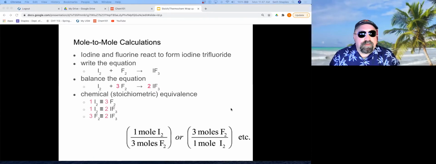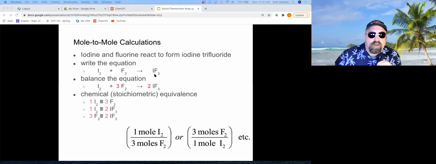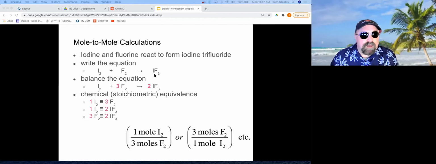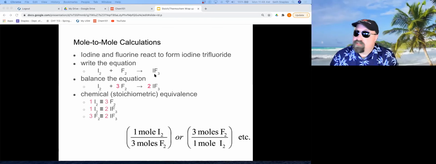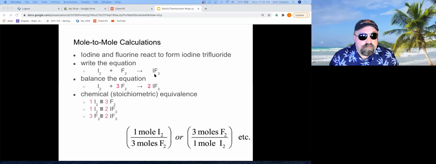So in this example here, for instance, we have I2 plus F2 to make IF3, iodine trifluoride. We always have to make sure the equation is balanced, and so you always want to double check that. Some of the problems that you have on the exam will be balanced. Some might not be. So you may have to balance the equation first. So definitely take a look for that.